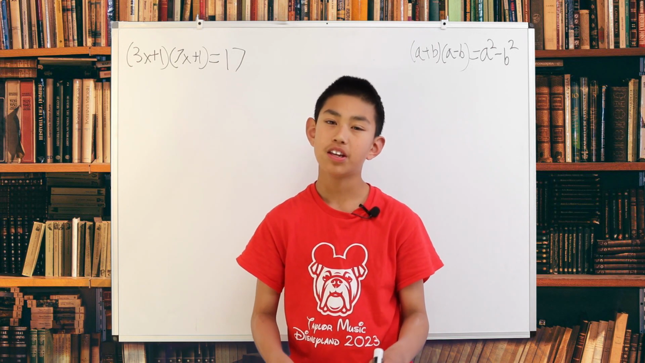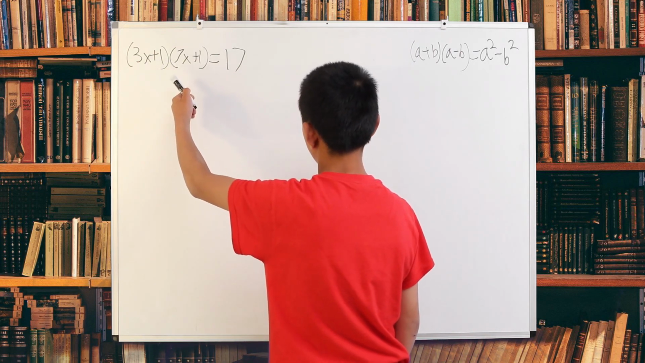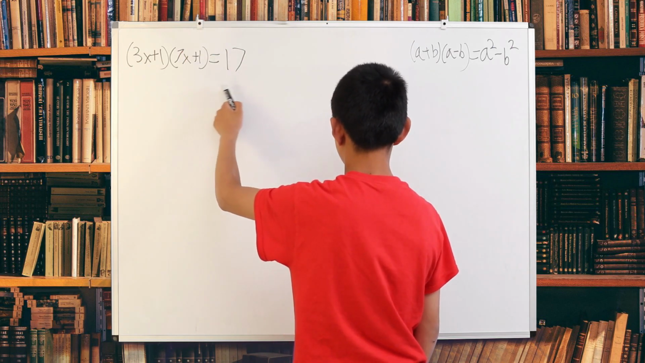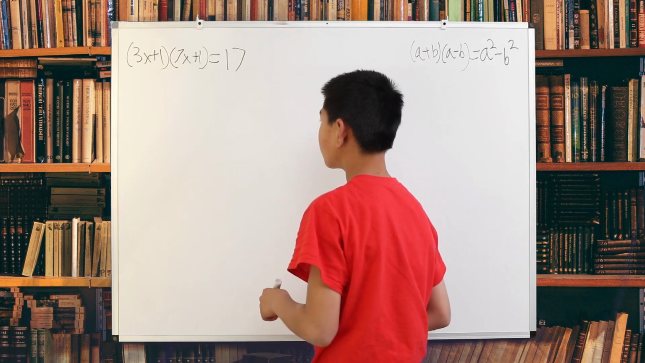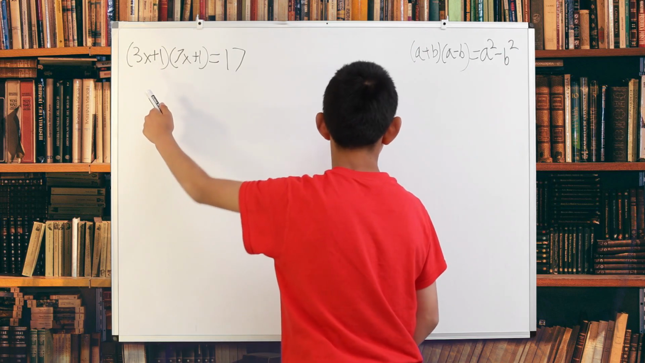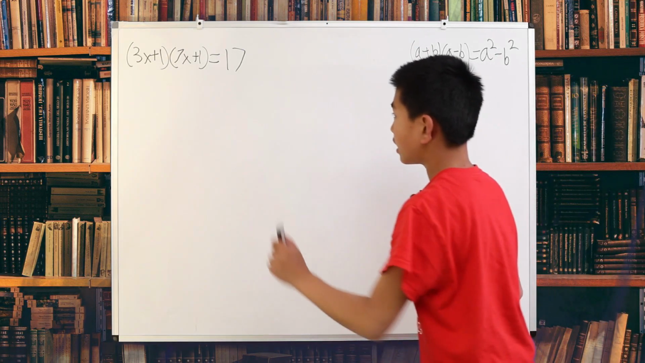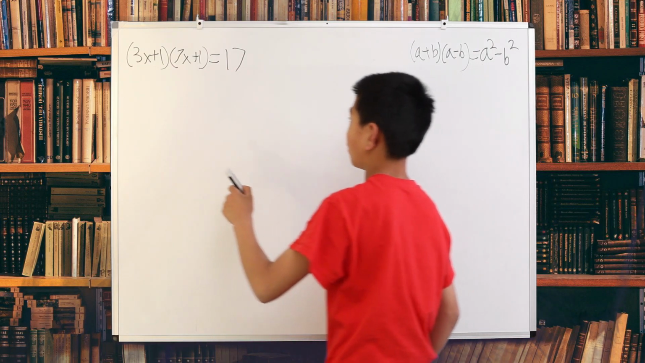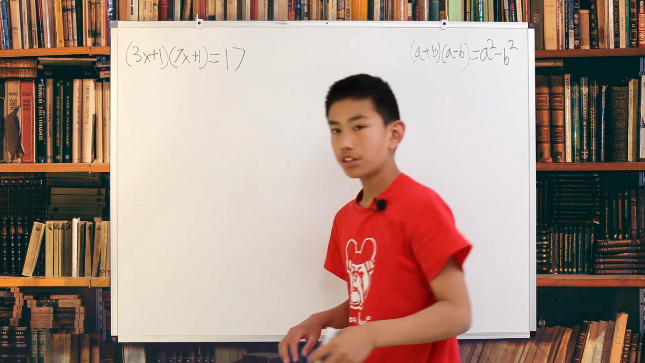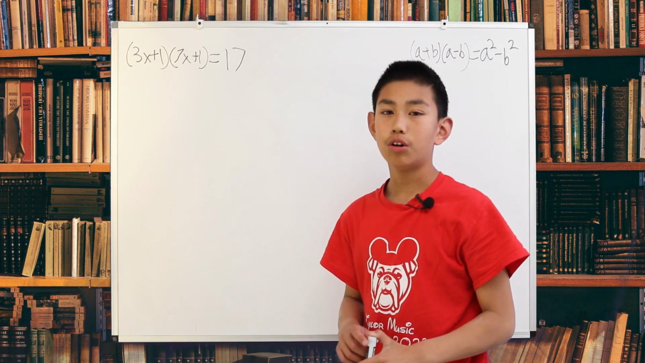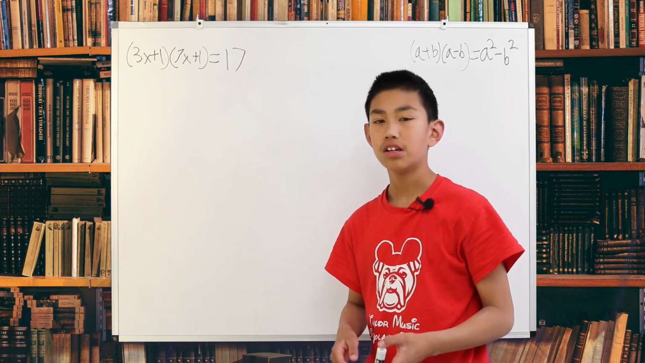So today we have something a bit different. We have an equation where (3x + 1)(7x + 1) = 17, and you want to find out what x is. The first thing we want to do is turn this equation into an (a + b)(a - b). But we can't do that because we have to have the same a, or first term, which we clearly don't. So we think of the least common multiple of 3 and 7, and that's 21.